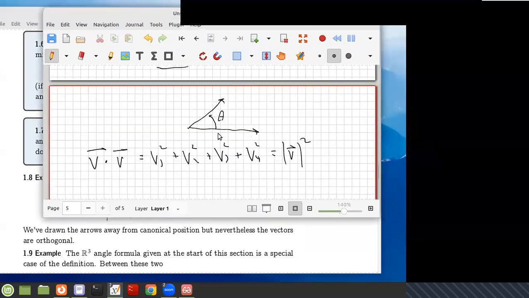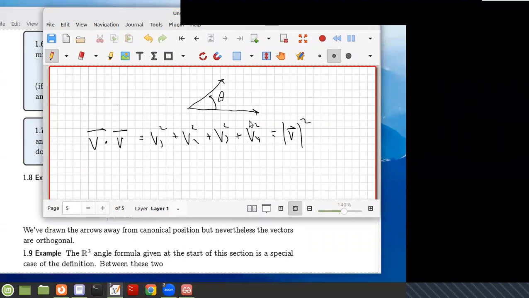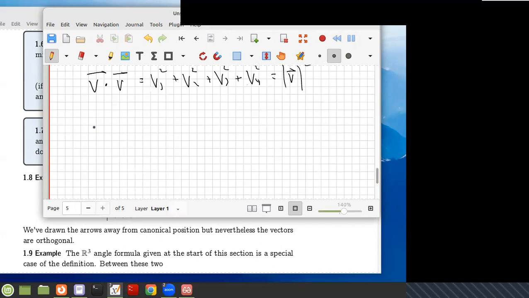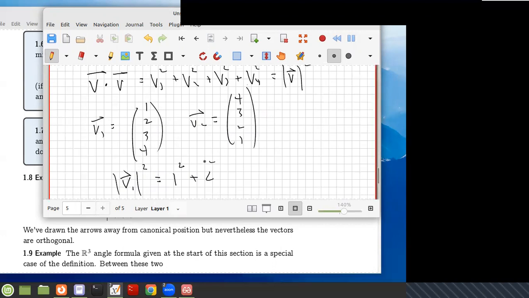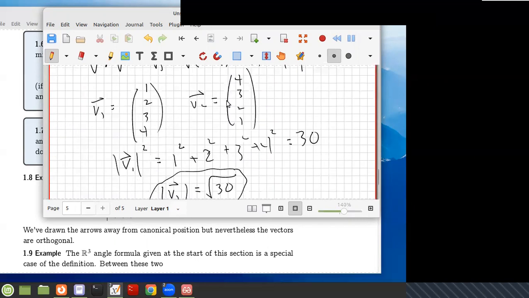Now, what's the point? The point is you can calculate the length from the components, and you can calculate the angle from the components, right? So if you have two vectors, say V1 equals 1, 2, 3, 4, and V2 equals 4, 3, 2, 1, then the length of this squared is going to equal 1 squared plus 2 squared plus 3 squared plus 4 squared, which is like 16 plus 4 is 20, probably 30, right? So the length of this vector is the square root of 30, some units. We calculated it without having to do any geometry, and then we can figure out the angle between these two vectors.